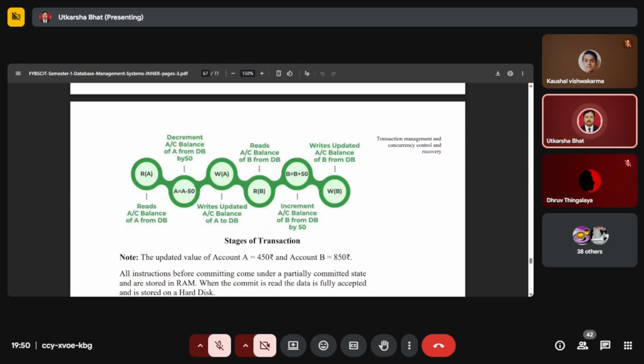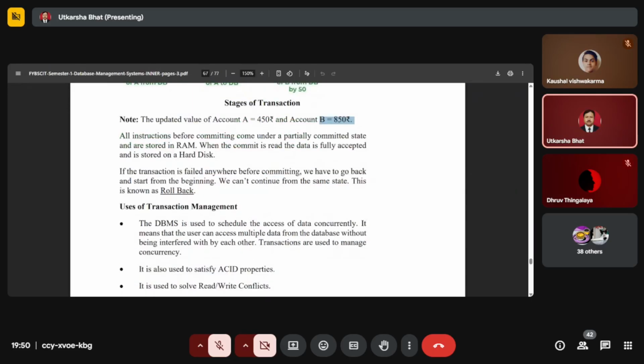The updated account A is 450, account B 850. All instructions before committing come under a partially committed state and are stored in RAM. When the commit is read, the data is fully accepted and is stored on the hard disk. If the transaction fails anywhere before committing, we have to go back and start from the beginning. We cannot continue from the same state. This is known as rollback.